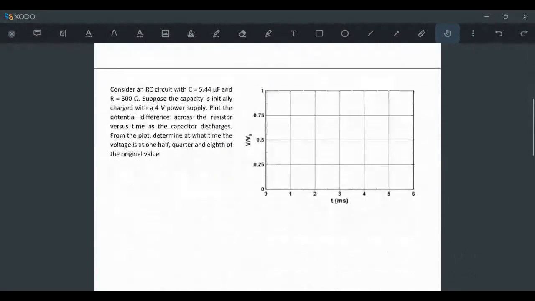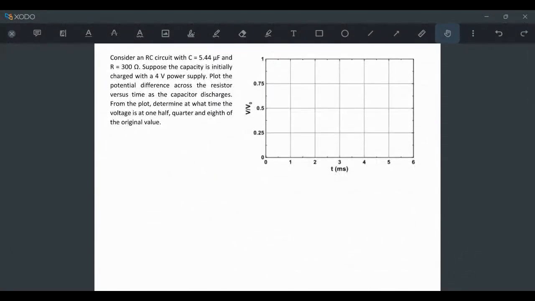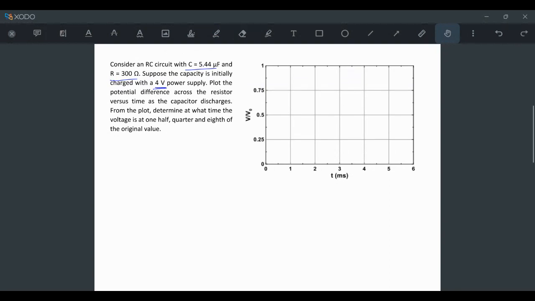Okay, so that's problem 1. Problem 2, also on RC circuits. We're told to consider an RC circuit. We're given a capacitance and a resistance. We're also asked to suppose that this is initially charged to 4 volts by a power supply. There's a typo here. This is the capacitor, not the capacity. Hopefully you guys can follow along and that makes sense.